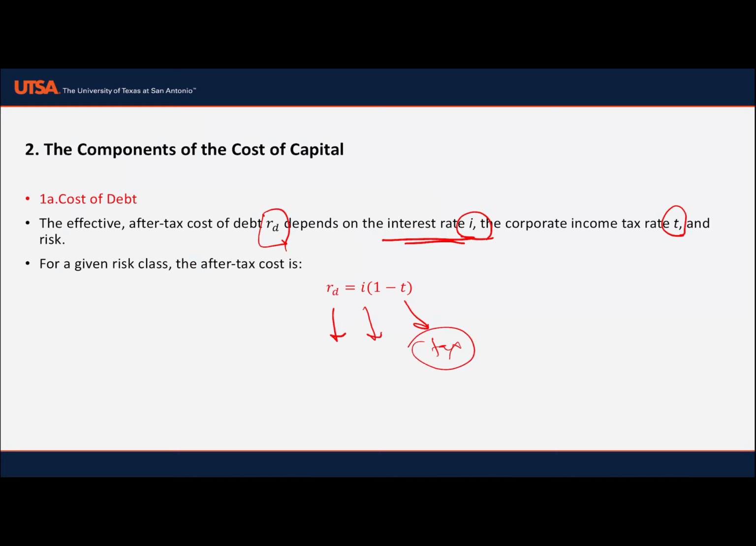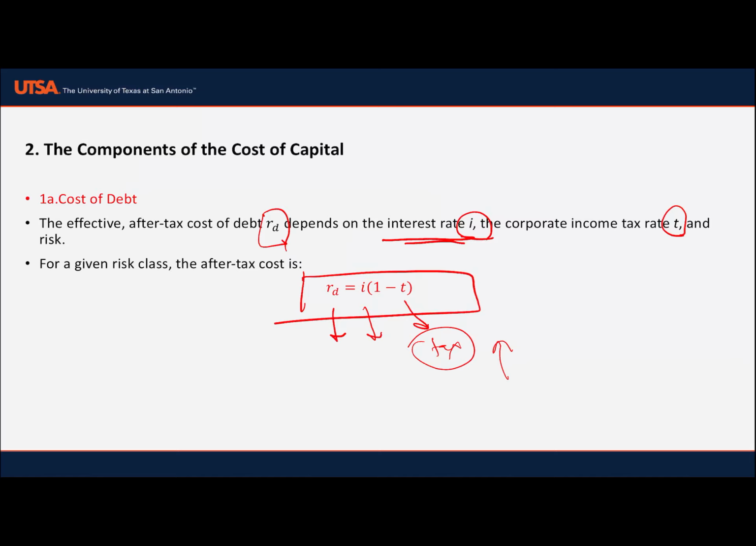Why are we subtracting the tax rate? Because tax enables a tax shield, meaning that the higher the tax, the lower the tax base that companies are paying taxes on, because the company is paying taxes after tax deduction. So we need to take care of the tax rate in order to compute the cost of debt.